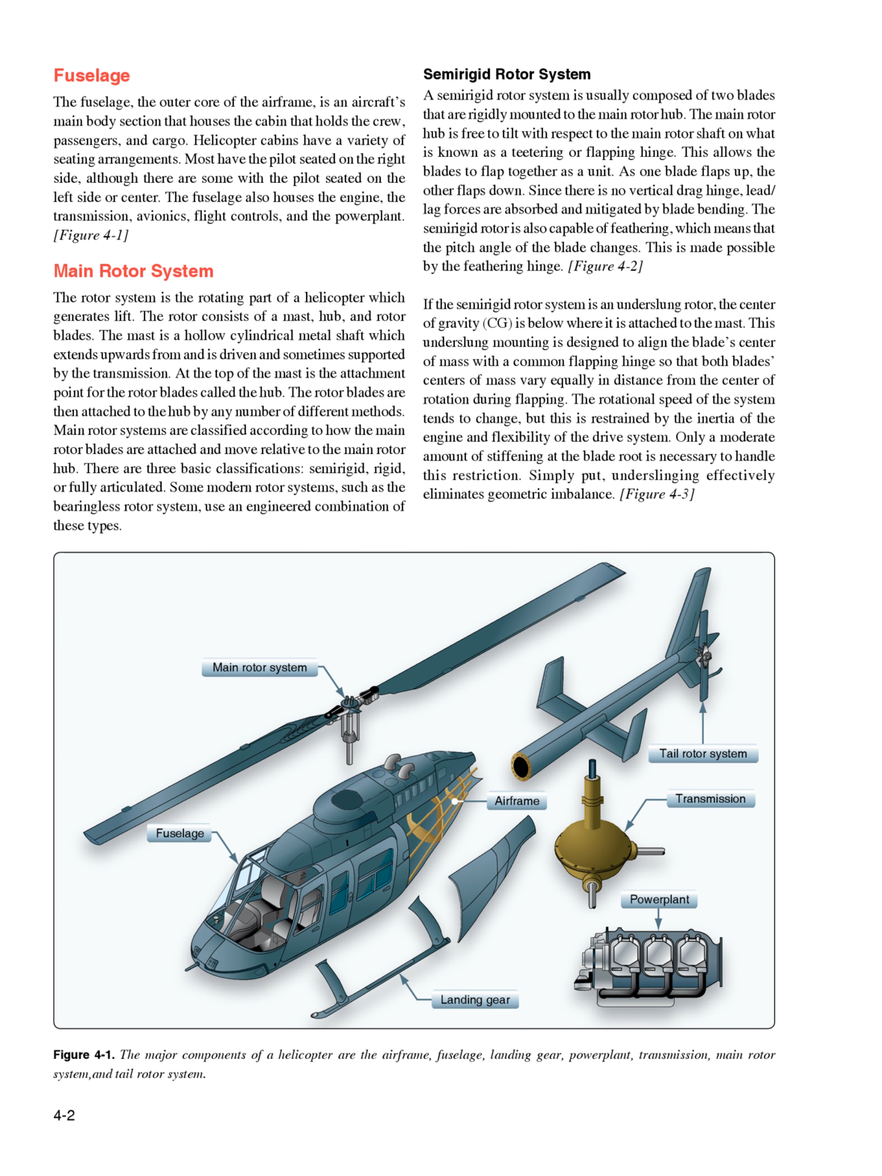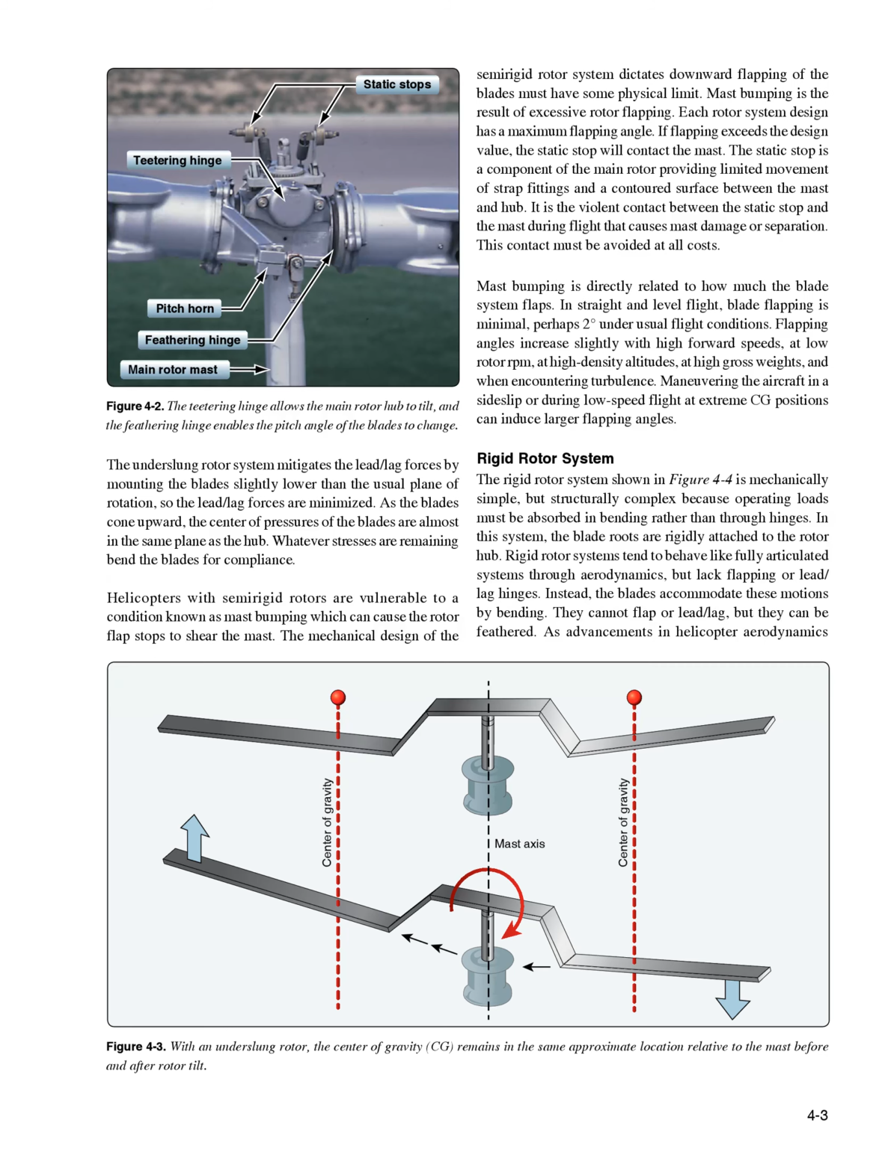Figure 4.3. The underslung rotor system mitigates the lead/lag forces by mounting the blades slightly lower than the usual plane of rotation, so the lead/lag forces are minimized. As the blades cone upward, the center of pressures of the blades are almost in the same plane as the hub. Whatever stresses are remaining bend the blades for compliance.